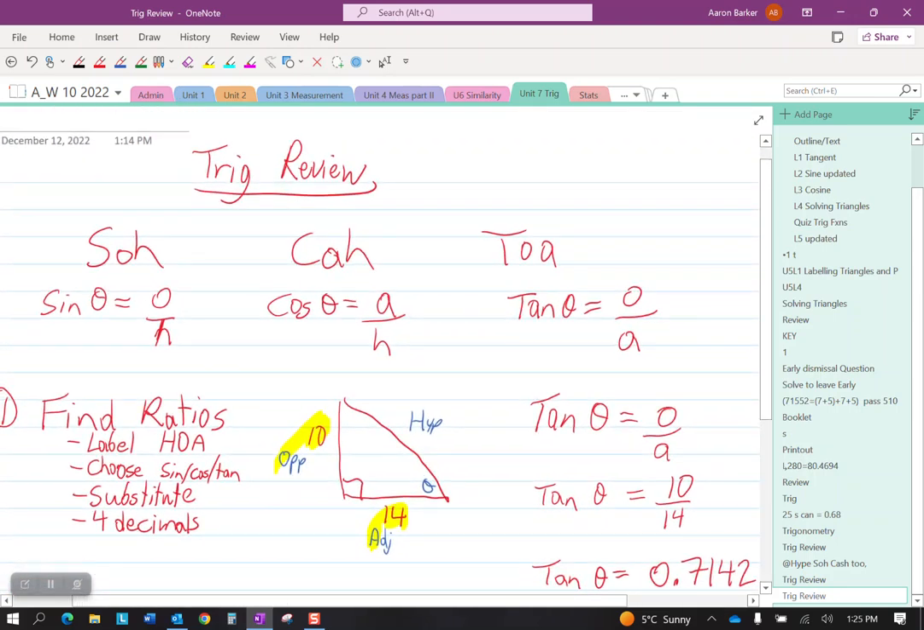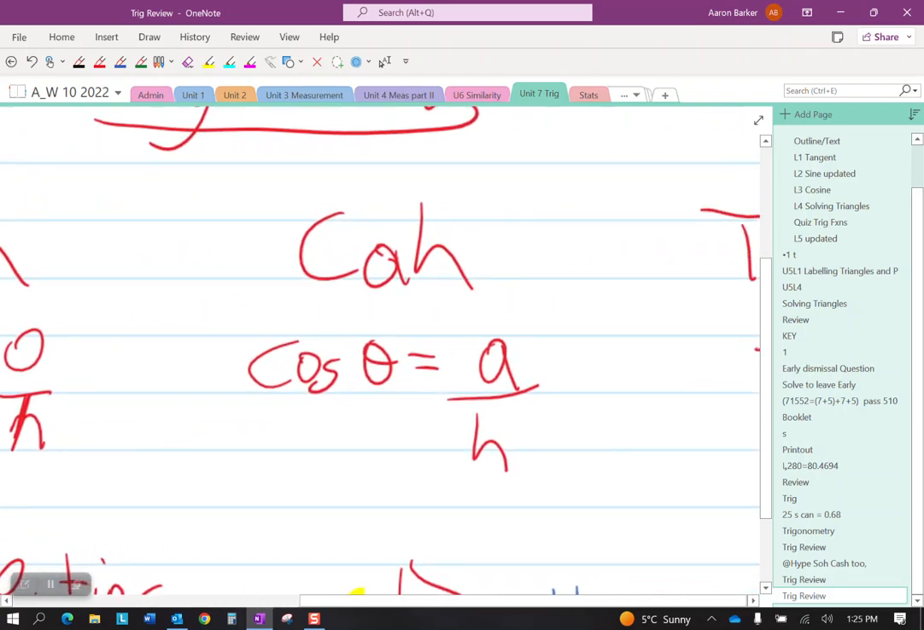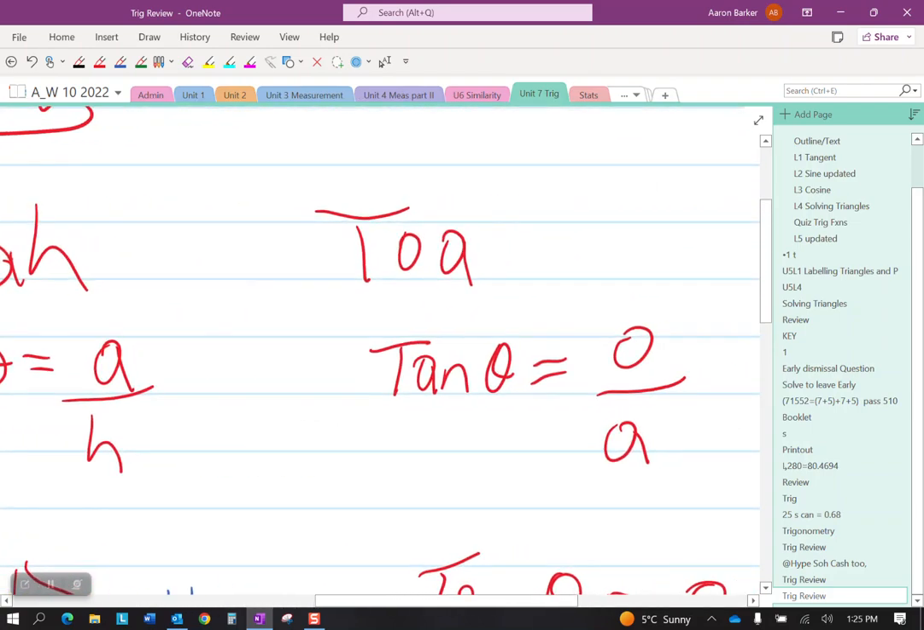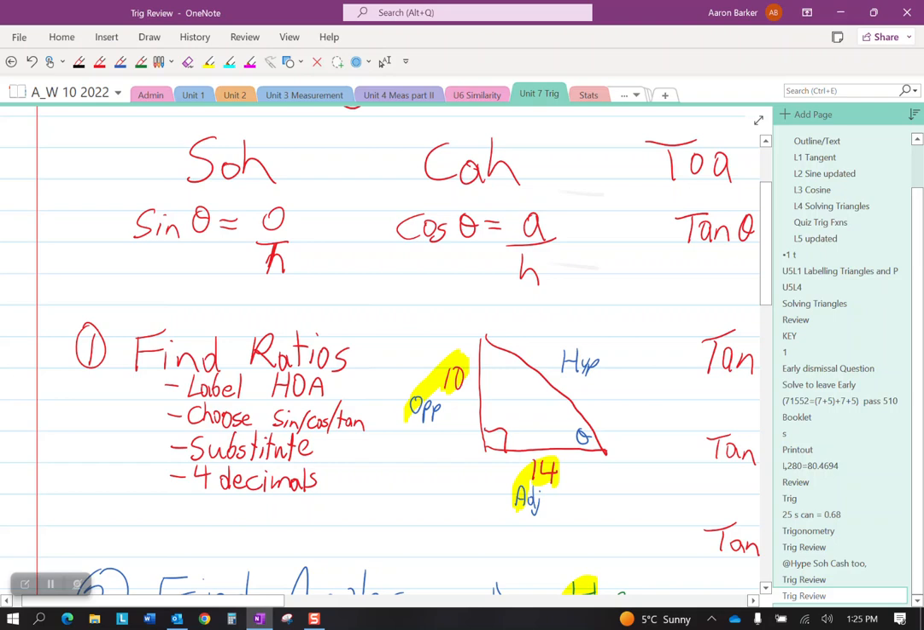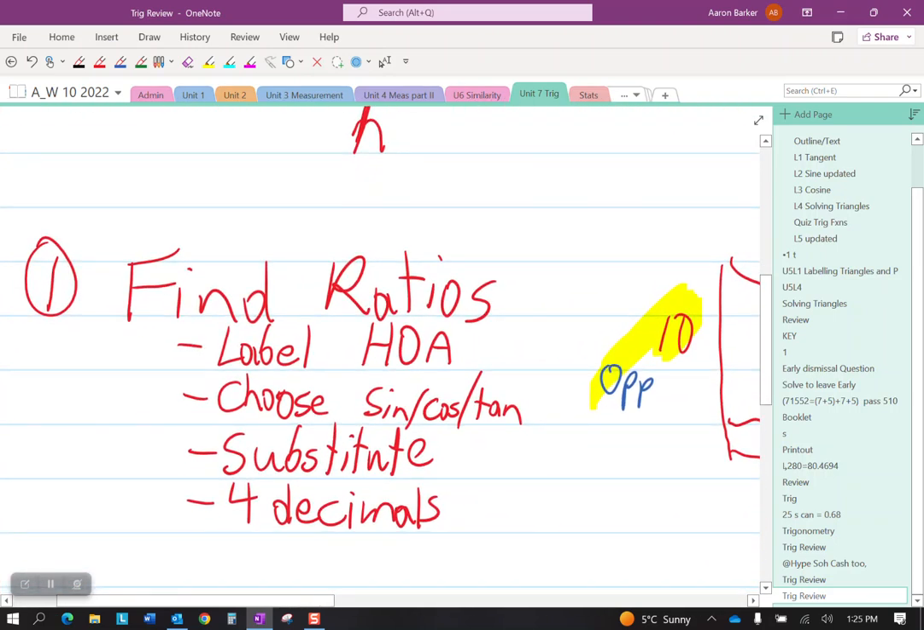Top of your page, write down SOHCAHTOA and the three ratios. Make sure you press pause to write this one down. Then you can press pause to write the middle one, and then pause to write the last one. The first question, we're finding ratios. You have to label your HOA, choose sine, cos, or tan, then substitute and find 4 decimals.